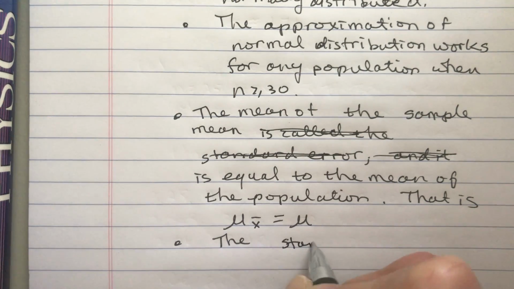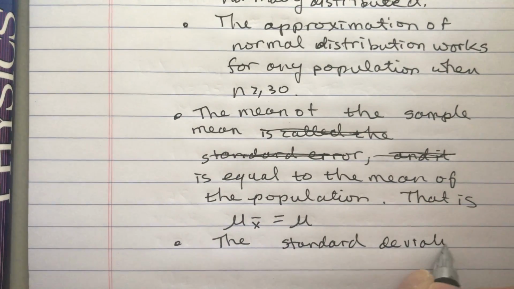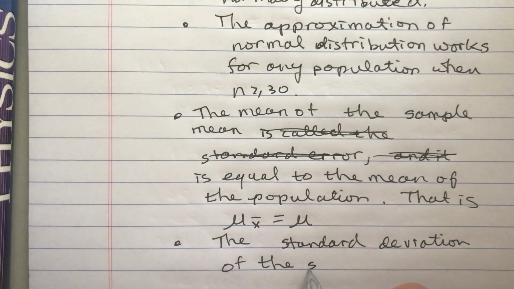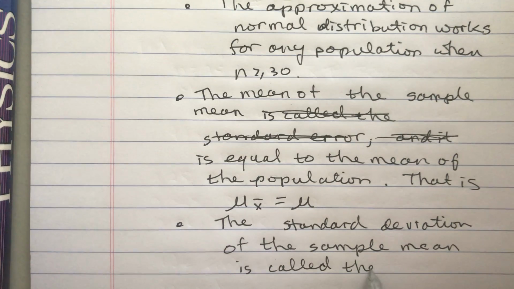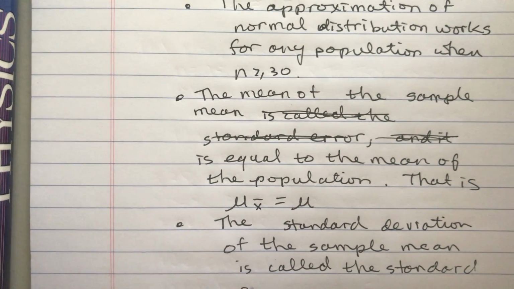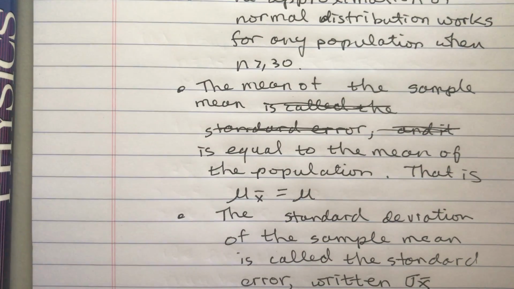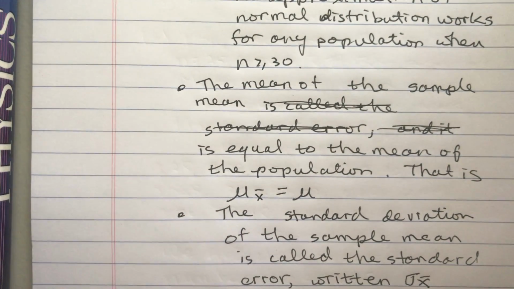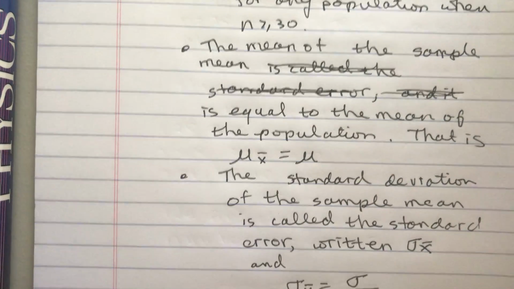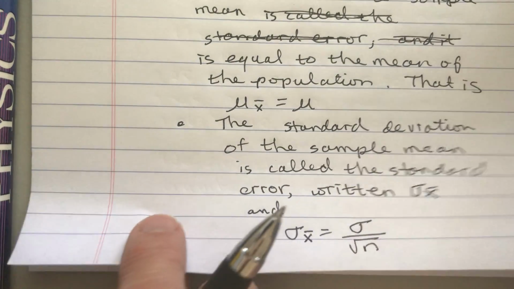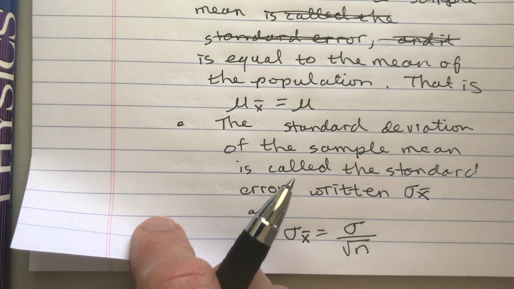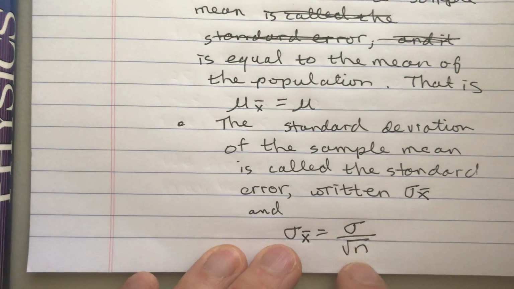The standard deviation of the sample mean is called the standard error, written sigma x bar, and sigma x bar is equal to the standard deviation of the population divided by the square root of n. Here we rolled the dice 25 times. The larger n is, the smaller the standard error becomes.